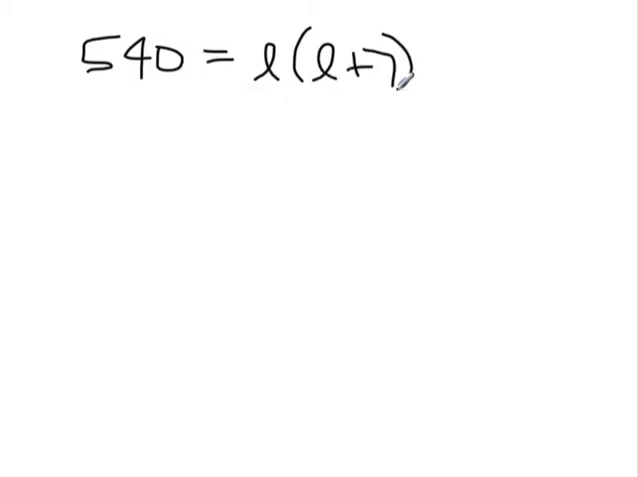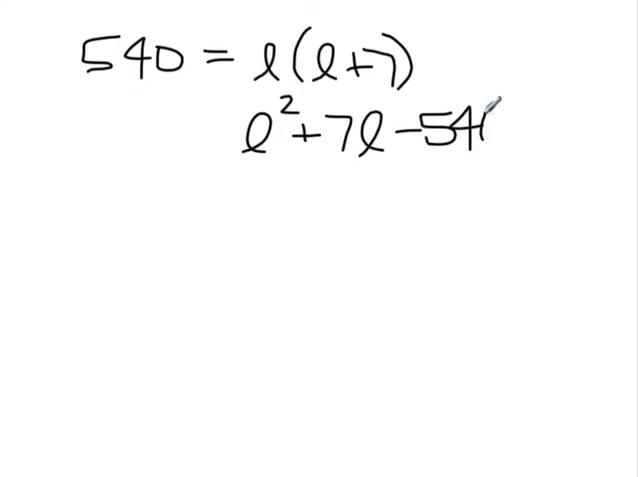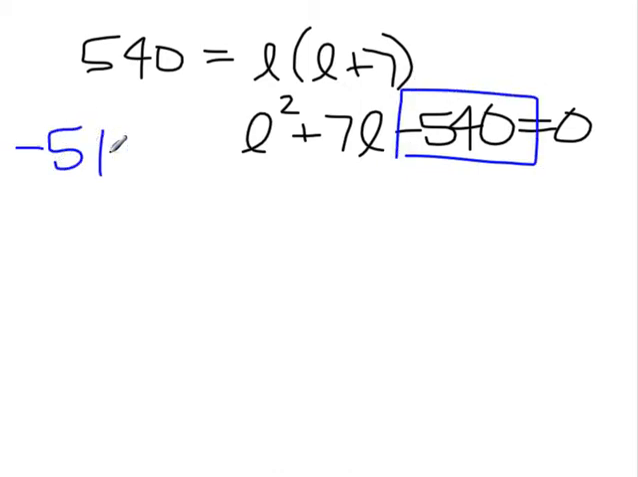So you can see that this has not been written in general form. So we have L squared plus 7L minus 540. I'm going to go ahead and move that to the other side, and I'm going to set this equal to 0. Now, you might not want to factor negative 540, but a calculator could make this a little quicker. Or there are a few tricks that you can use.